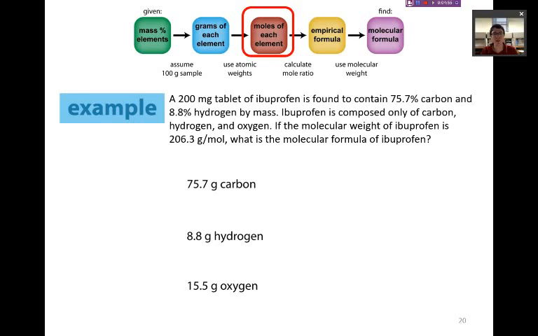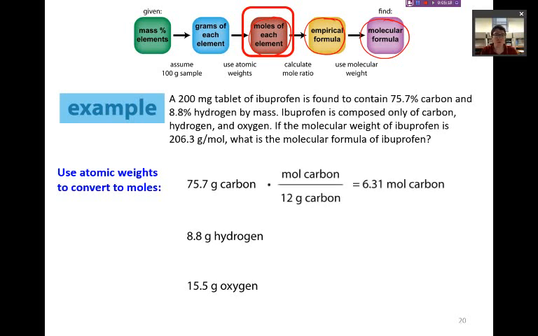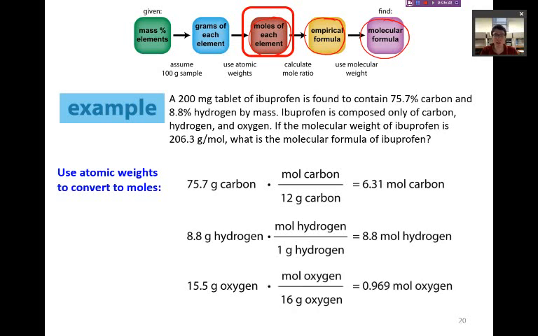So now we know the mass of each element, and we can find the moles of them. If we're looking for the molecular formula, we need to know the whole number ratio, and to find that whole number ratio of the elements, we need to find the moles of each element. We can use the molar masses, or the atomic weights, to convert from grams to moles. Carbon has an atomic weight of 12 grams per mole, as found on the periodic table. Hydrogen is approximately 1 gram per mole, and oxygen is 16 grams per mole. This now tells us how many moles of each element we have.